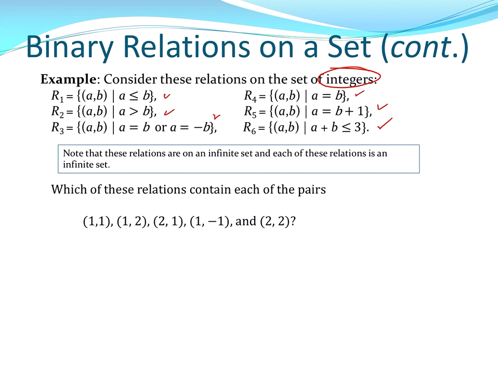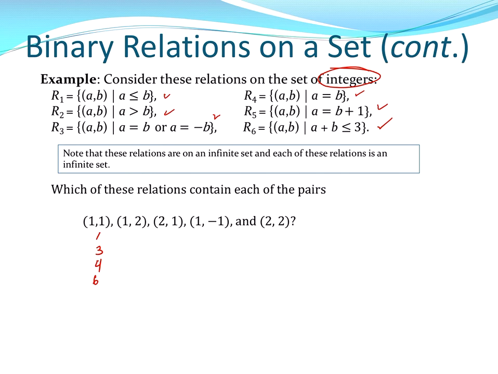Looking at the ordered pair (1, 1), is it in relation 1? Yes, because 1 is less than or equal to 1. Is it in 2? No, because 1 is not strictly greater than 1. Is it in 3? Yes, because it includes equality. 1 equals 1, and it meets the criterion. And 4 is also an equality, so (1, 1) is in 4. 1 does not equal 1 plus 1, so it's not in 5, but 1 plus 1 is less than or equal to 3, so it is in relation 6.